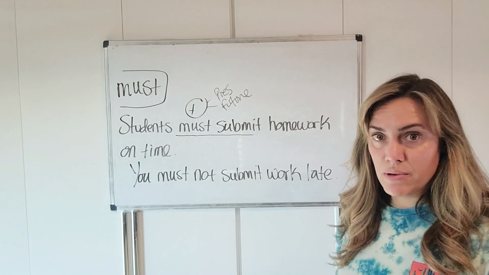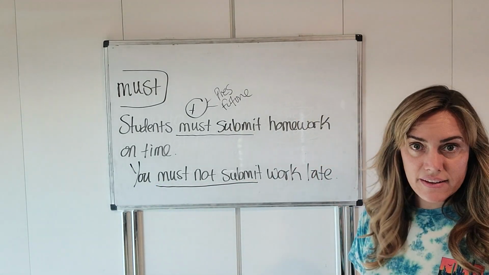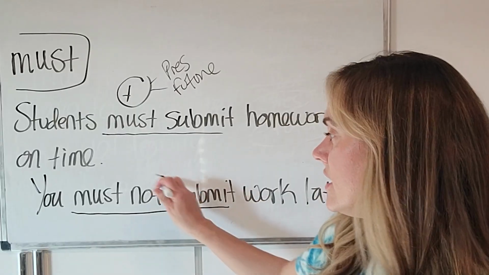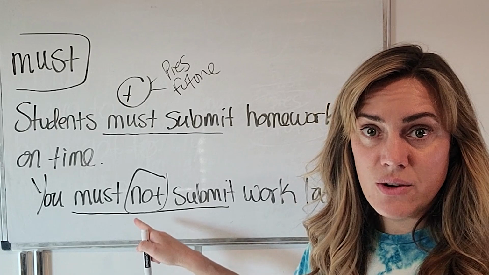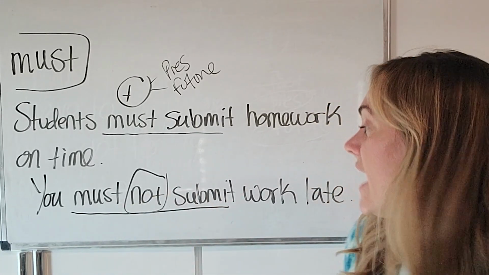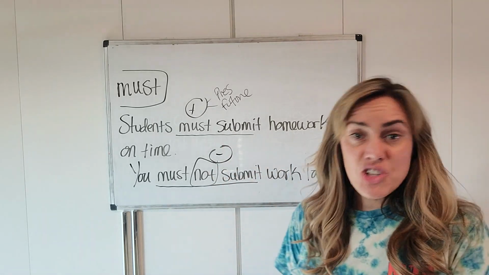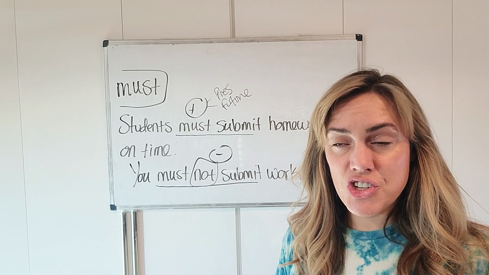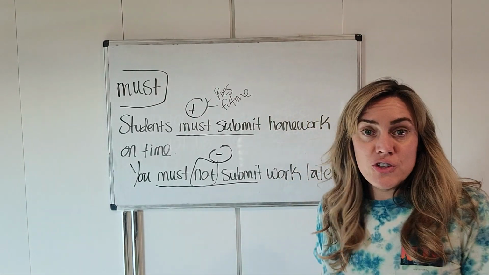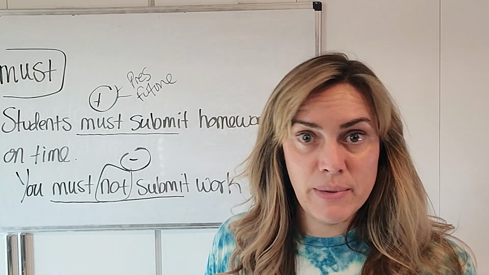So here's an example of it in a negative statement. You must not submit work late. So here, if you make a modal negative, as you can see, you just add the not right after the modal, and then use the base form of the verb. And yeah, this is a negative statement using must, and it shows prohibition. It shows something that's not allowed. And it refers to something that's always true, at least for a certain period of time.